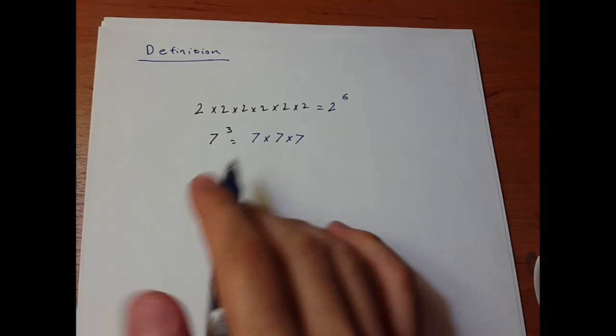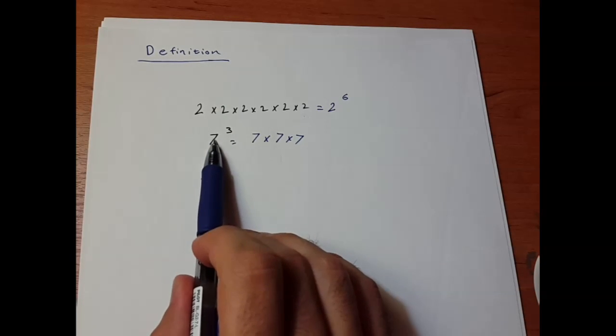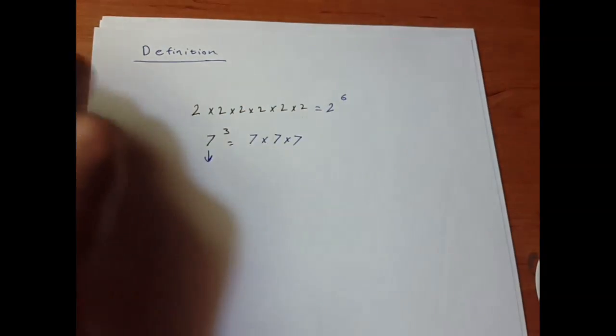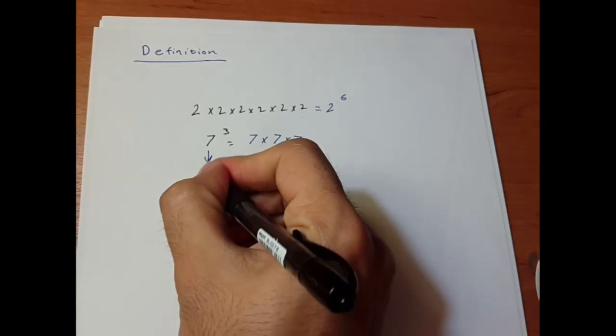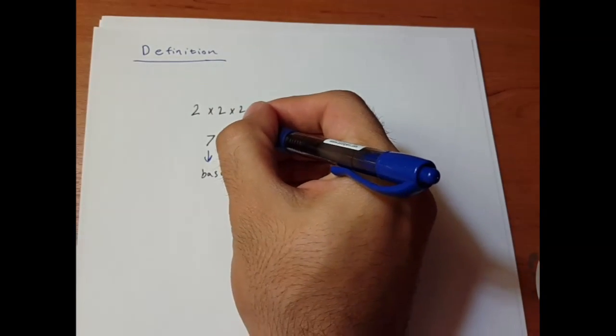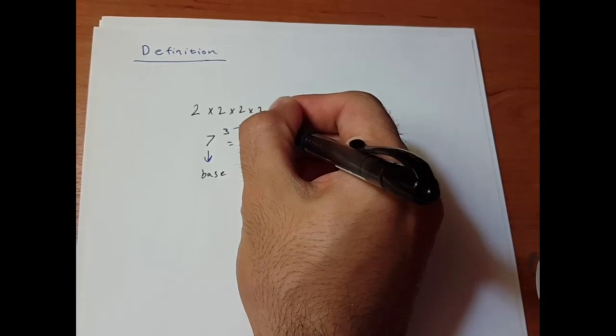One more thing to know. The number that we write at the bottom is called the base, and the number at the top is called the exponent.